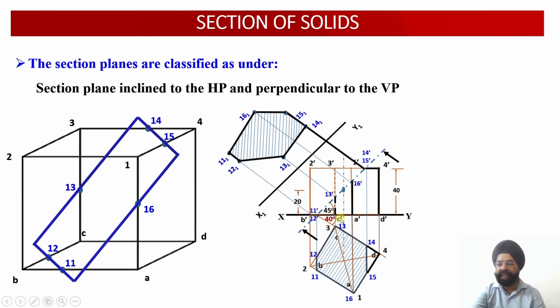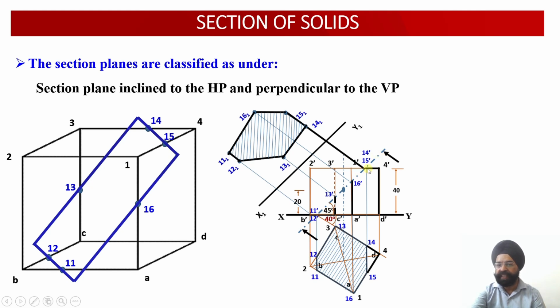In the front view, these are the projections, and this cutting plane bisects the axis. This is 40 millimeter, so the midpoint will be 20 millimeter. It passes through the axis 20 millimeter above the base, and it cuts this solid at an angle of 45 degrees to the horizontal plane. So we can say that this AIP is inclined at an angle of 45 degrees with respect to the HP.